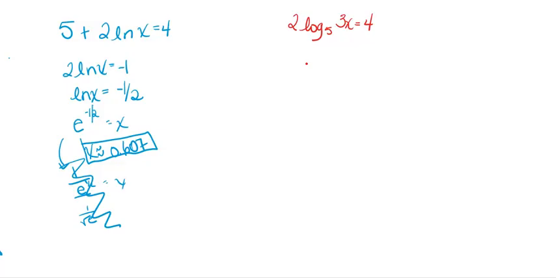The red equation works almost the same way. I want to get this term with the x by itself as simply as I can get it. So I'm going to divide both sides by 2. And so I have log base 5 of 3x equals 2. And now I can use my definition of logarithms. 5 squared is equivalent to 3x. 5 squared is 25 equals 3x. Divide both sides by 3.